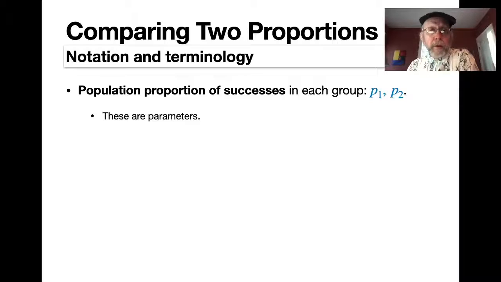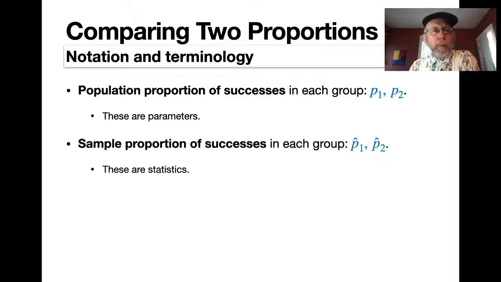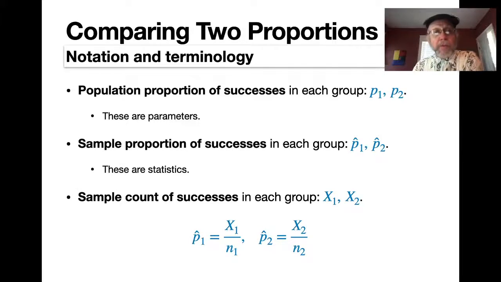These are population parameters, right? So they're typically unknown. The sample proportions are going to be denoted by p hat again. And again, we'll have a subscript telling us which group we're talking about. These are sample statistics, and so we're going to need to investigate how these sample statistics vary from sample to sample in order to do our inference. The sample counts of successes will also be denoted similarly by an X. X1 is the sample count of successes in group 1, X2 the sample count in group 2.